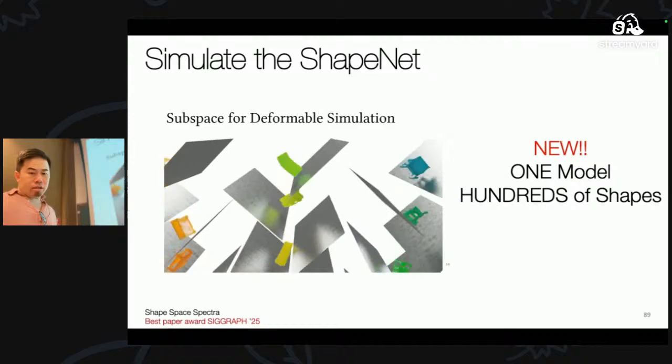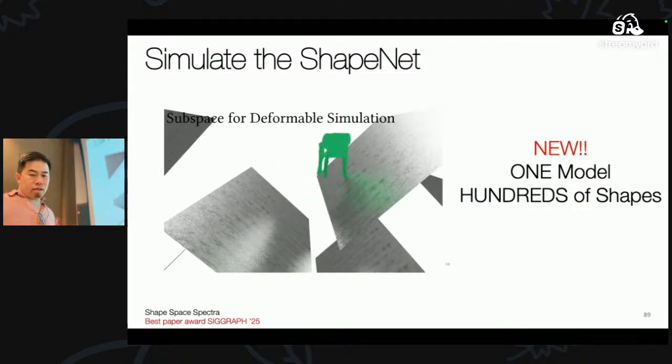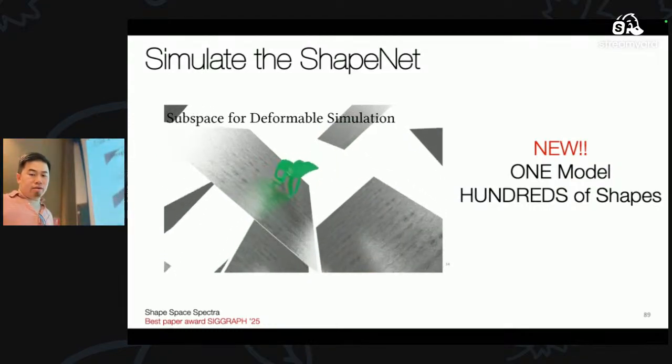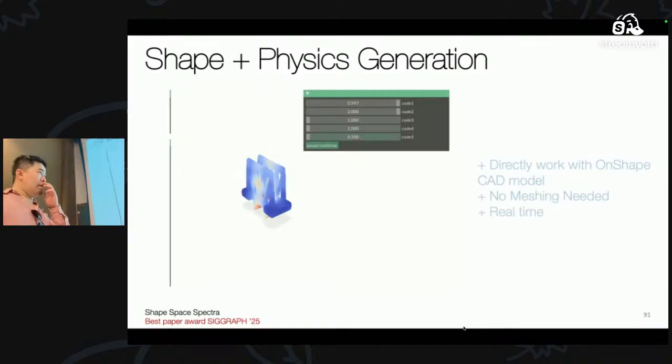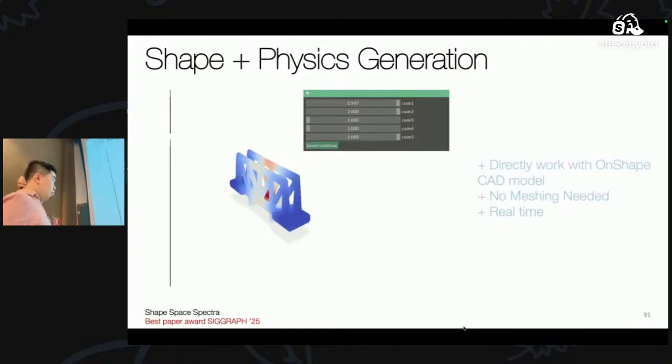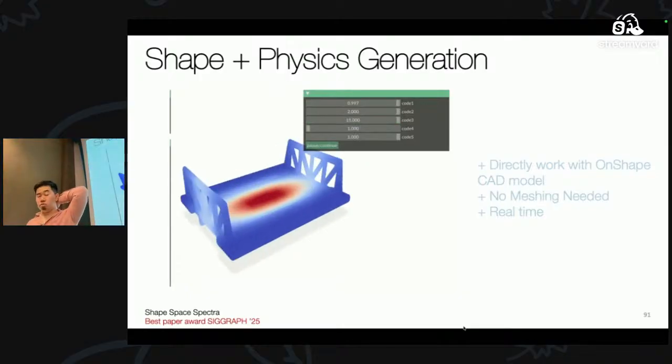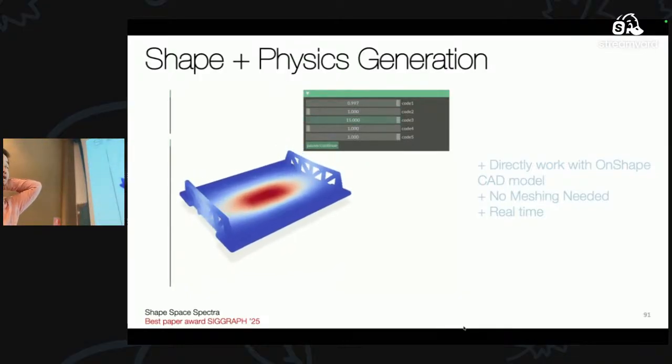Okay. And obviously, there are lots of exciting things. Here in this case, we're trying to directly work with an Onshape CAD model, no meshing needed, real time. So the point is, no meshing. We're not bound by a particular geometry representation.